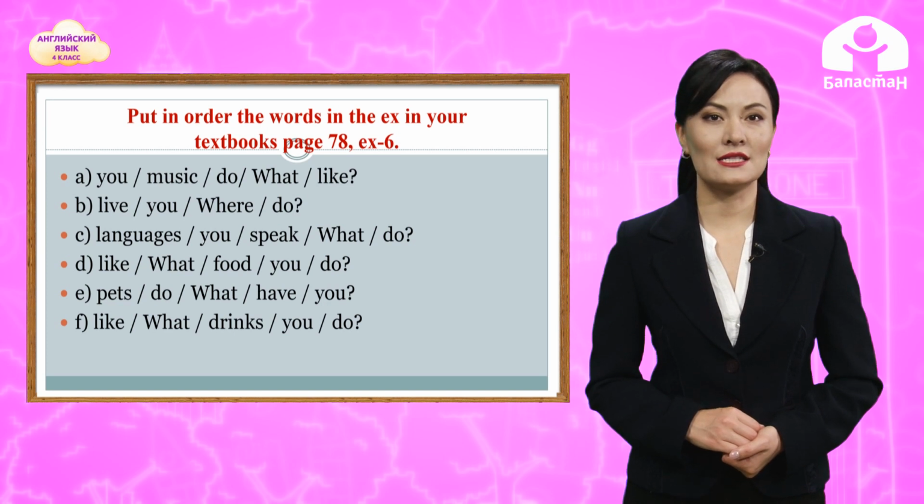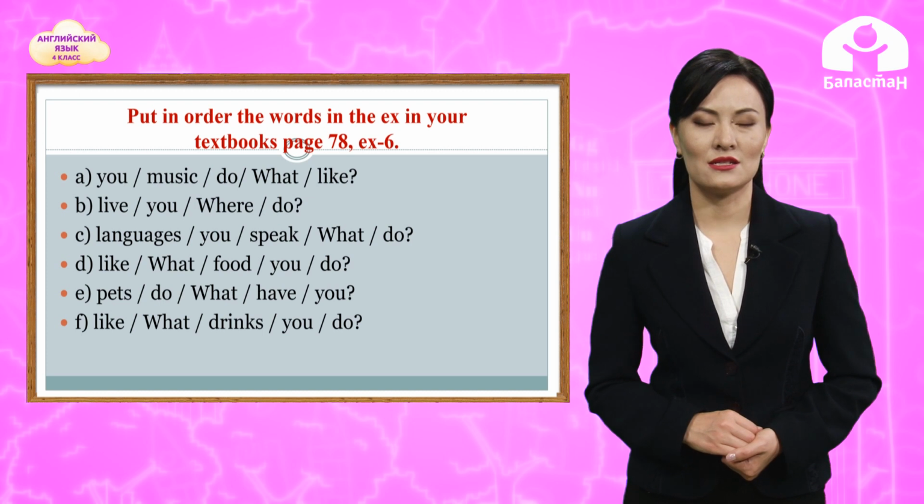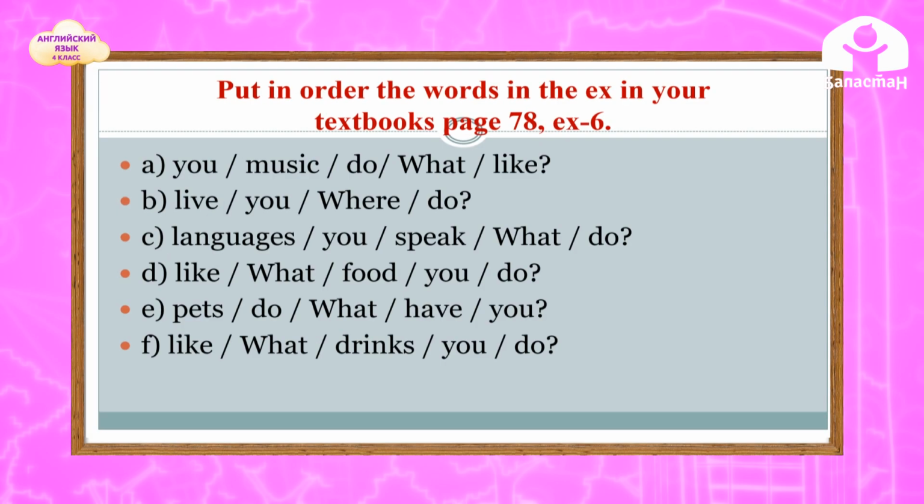Now put in order the words in the exercise in your textbooks, page 78, exercise 6. A. You, music, do, what, like. B. Live, you, where, do. C. Languages, you, speak, what, do. D. Like, what, food, you, do. E. Pets, do, what, have, you. F. Like, what, drinks, you, do.